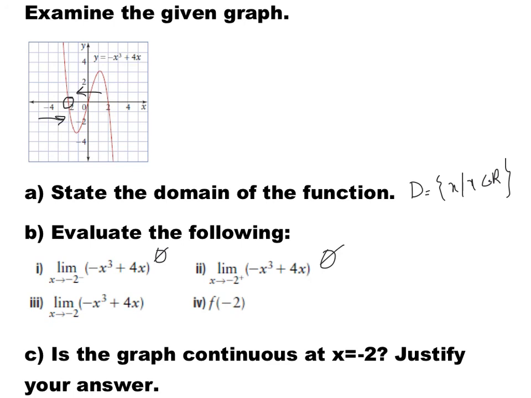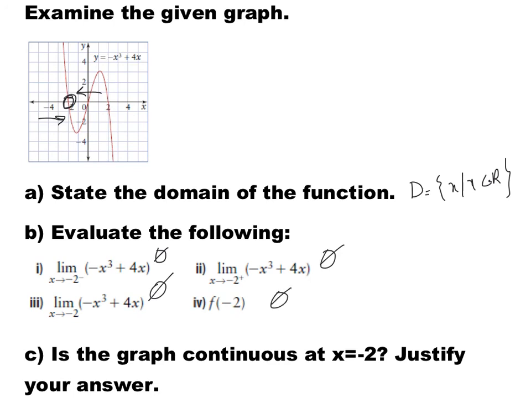Then it says the limit when x goes to -2. We can see that the left and right limits are equal and equal to 0, so this is 0. And also the value of the function at -2, which is here, is going to be 0.